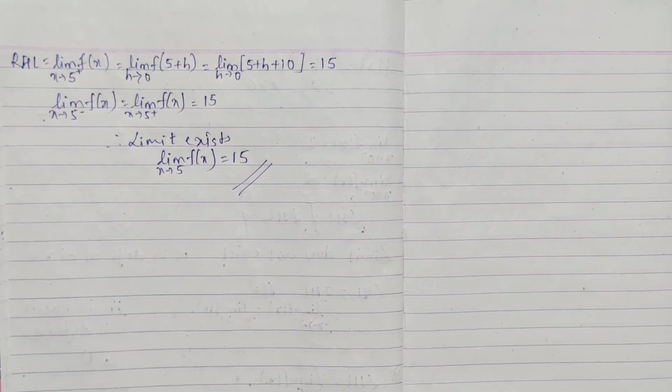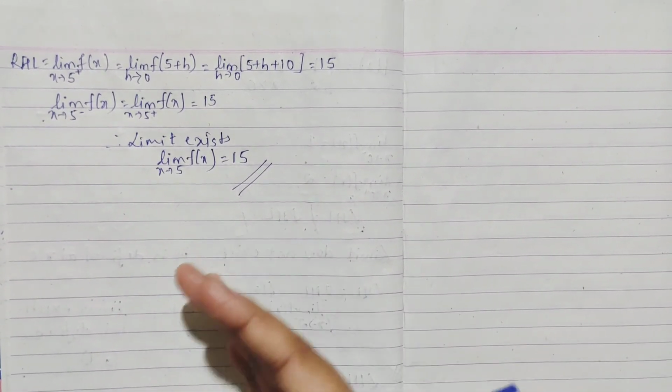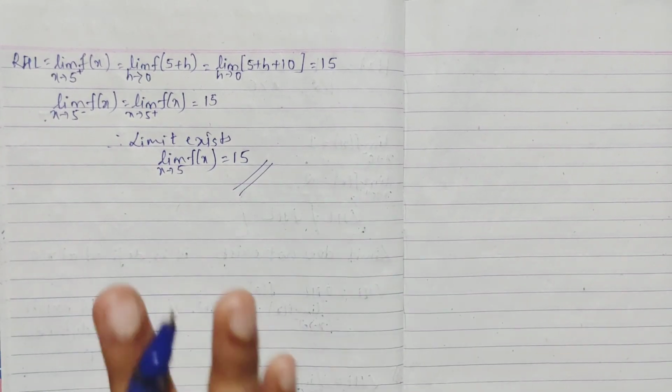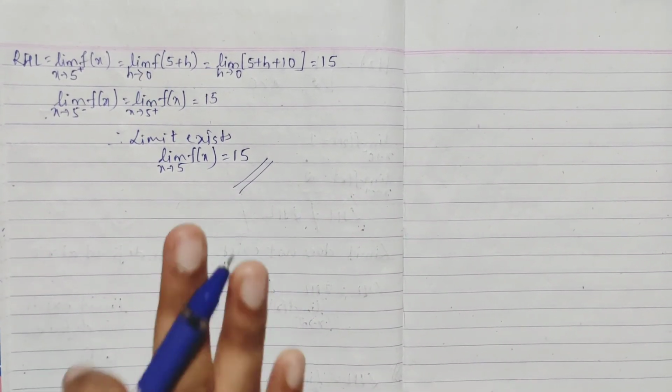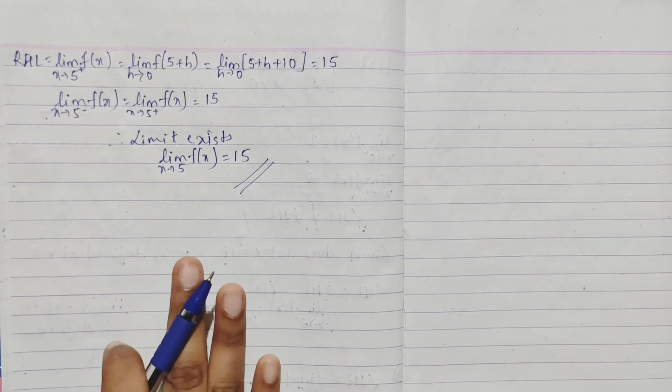This I wanted to explain: what a limit is, how we proceed with it, how we approach it, and how LHL and RHL work. This is a very important topic. It is also used in your PUC second year. So, please go through it and maintain your notes.